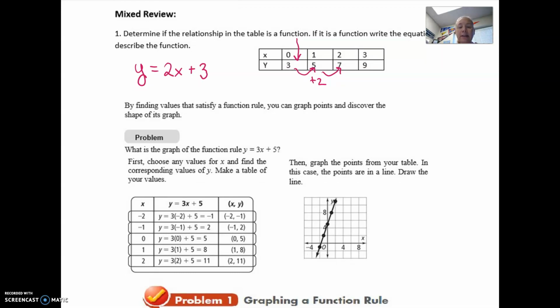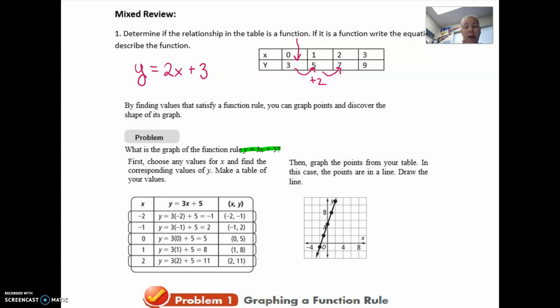So if we look here, it says, by finding values that satisfy a function rule, we can obviously graph the points and we can see the shape of the graph. So in this example here, what is the graph of the function rule? And they give us an equation here. So first we're going to choose any values for x and find the corresponding value of y. And to do that, it's probably better if you make a table.